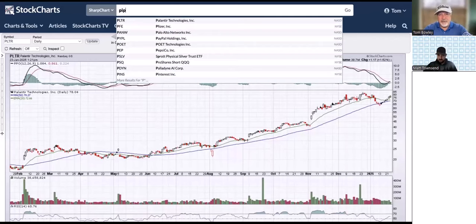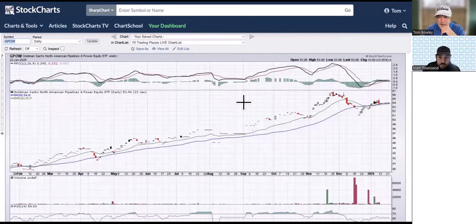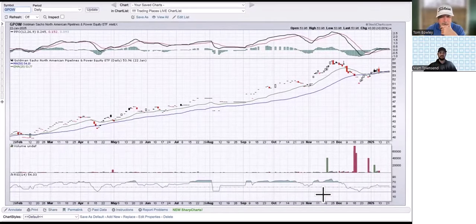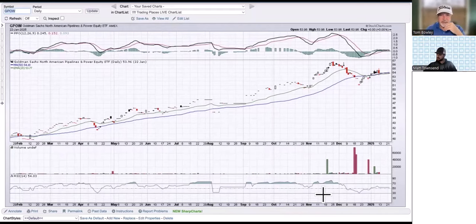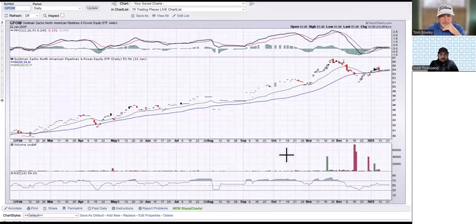Yeah, one thing you can do sometimes is just type in, and if there's an ETF that's a pipeline ETF, you might find it just by kind of stepping into it like this. But these are all stocks with pipeline in their name. Now, this is a Goldman Sachs North American Pipelines and Power Equity ETF. So GPOW, it's got almost no volume. I don't like trading ETFs or anything else with no volume because usually the bid and ask spread is just too wide. So I personally wouldn't do that.